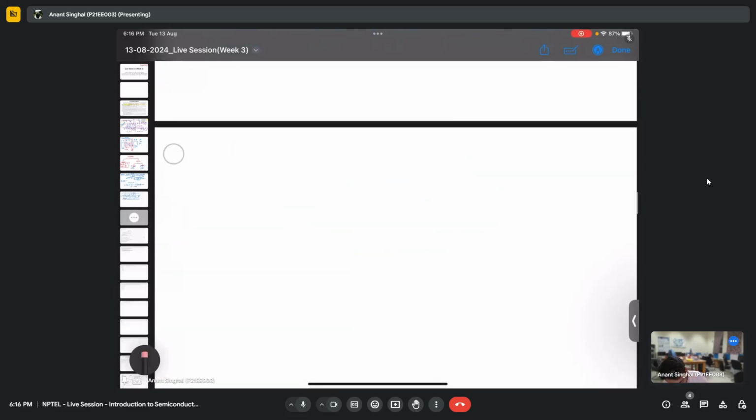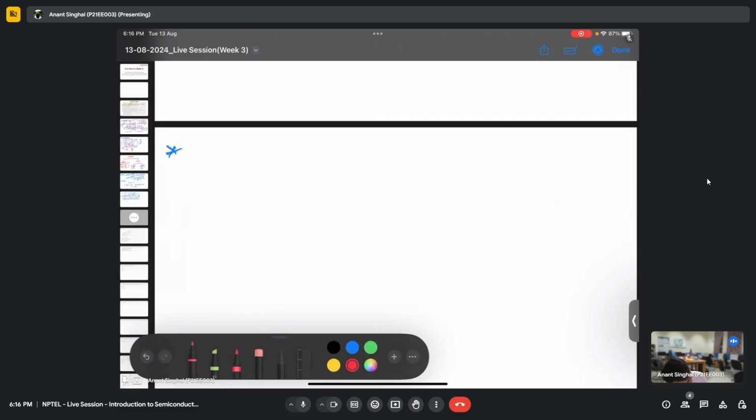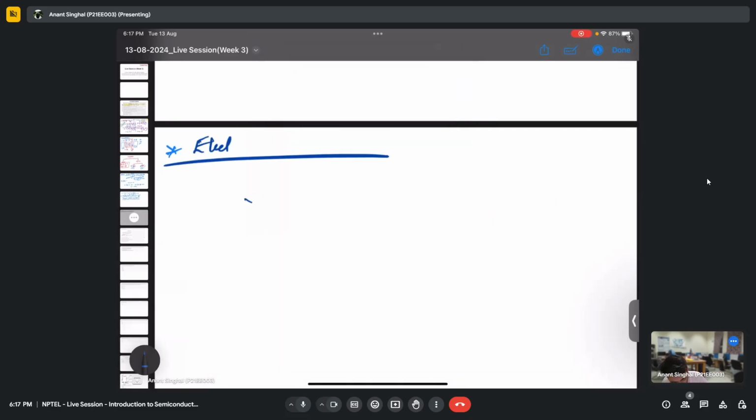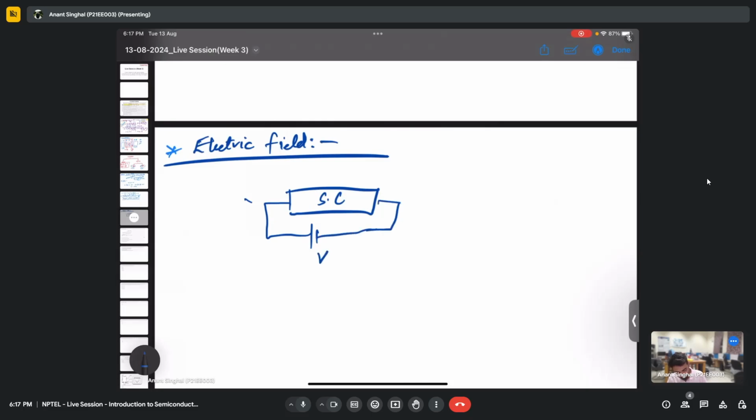First with the basic topic, which is electric field. Can someone tell what is the very basic definition of electric field? Let's say we have a semiconductor and we have applied a voltage, a positive V, and the semiconductor has length L. Let's say this is at x equals 0 and this is at x equals L. Can anyone tell what is electric field in very layman terms? Any idea?